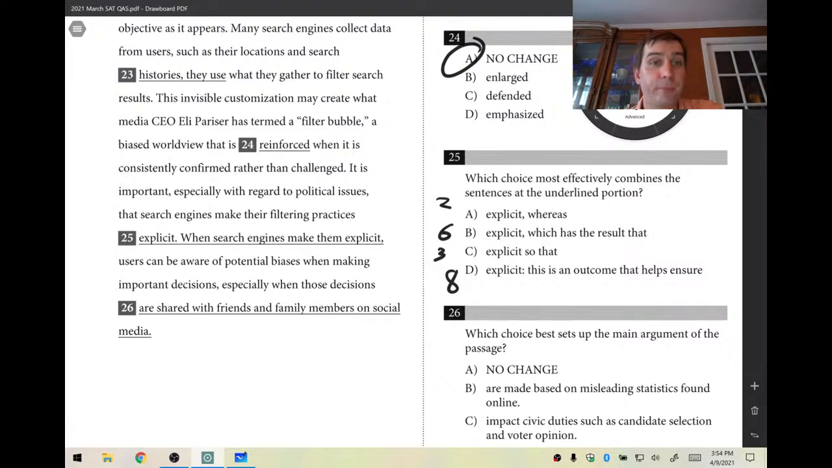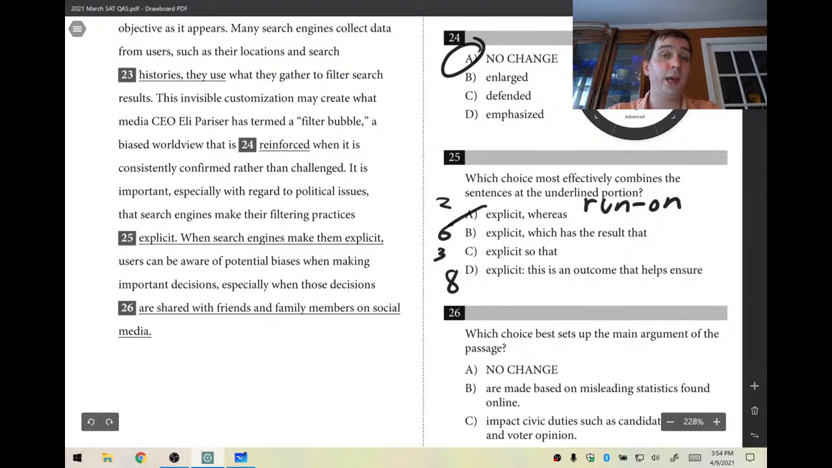Let's try it. It is important, especially with regard to political issues, that search engines make their filtering practices explicit, whereas search engines make them explicit. So it's still a run-on. Even though we put a comma in there, it's still a run-on. It's now a comma splice run-on.